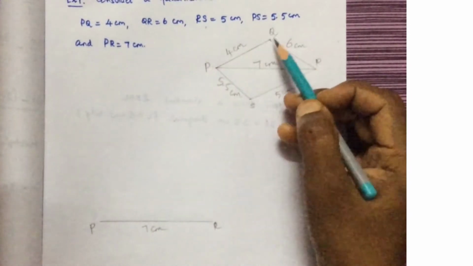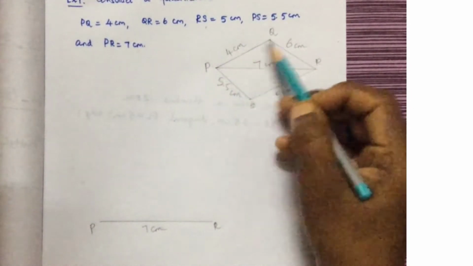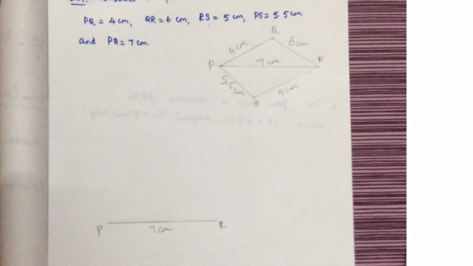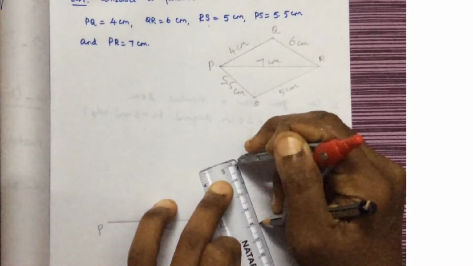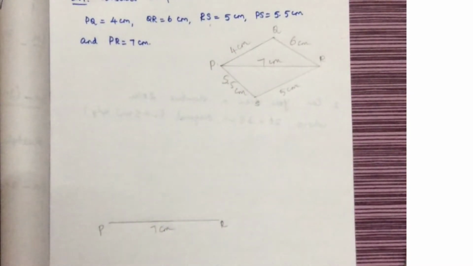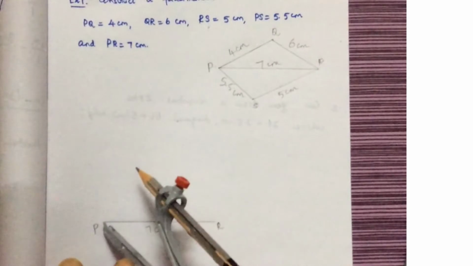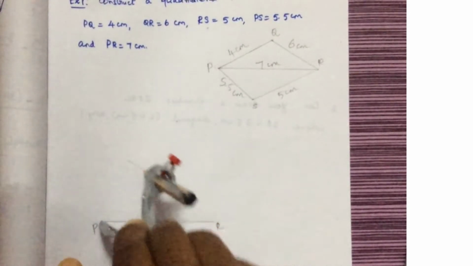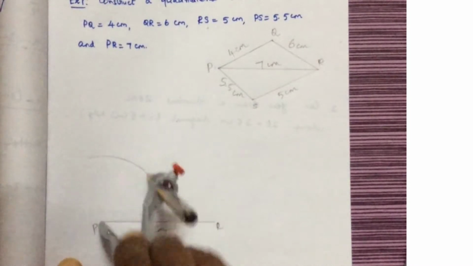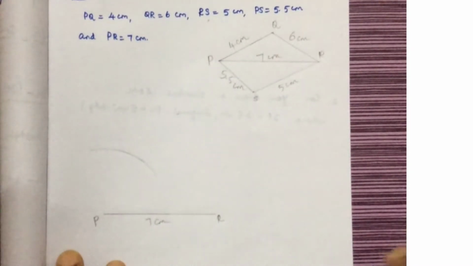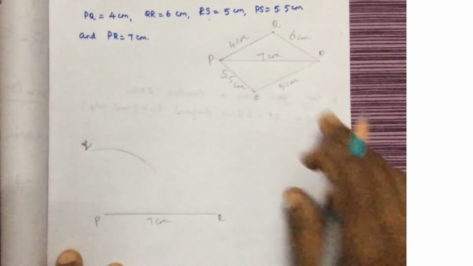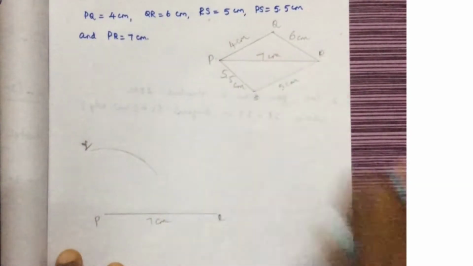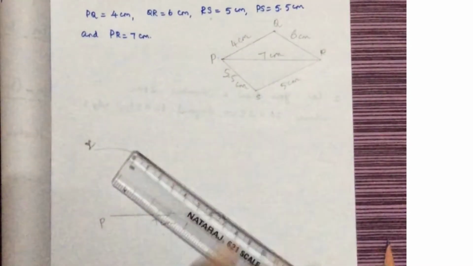Then, using a compass, take 4 centimeters here. Take a compass and measure 4 centimeters from here to here. Now with P as center, make an arc. You can name the arc anything. Let it be X. Again, from R it is 6 centimeters here, so again we have to measure 6 centimeters.